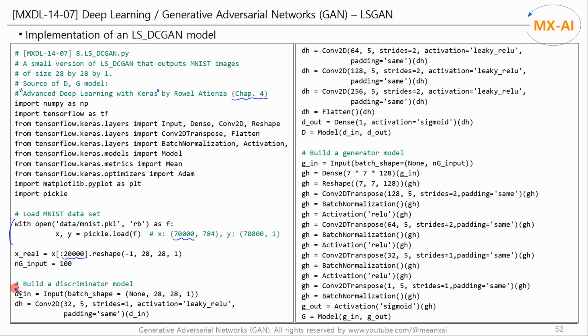Create a discriminator model. This time, we will use the sigmoid activation function in the last layer. Even if you use least squares loss, you can still use the sigmoid activation function. Create a generator model. These models are the same ones we generated when implementing the LSGAN in the third video of this series.